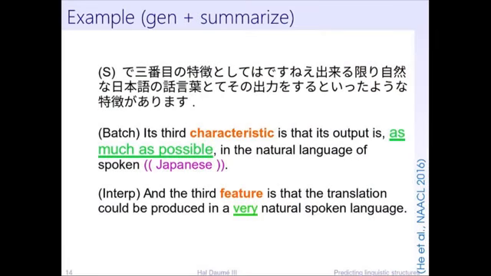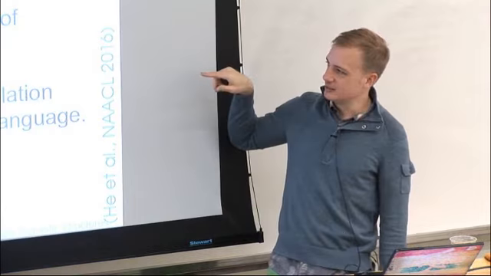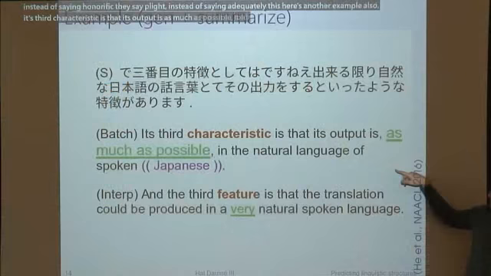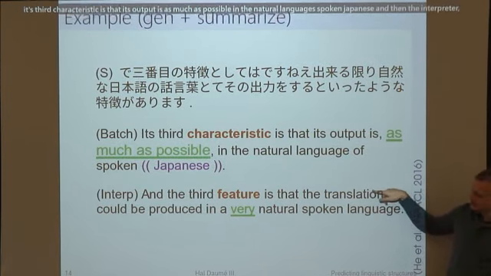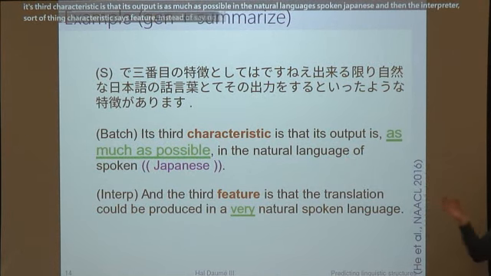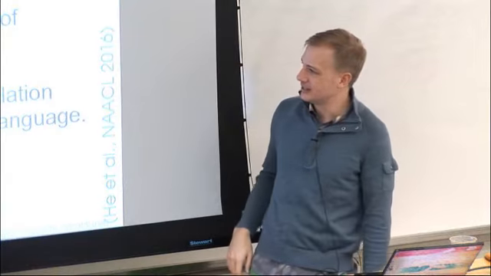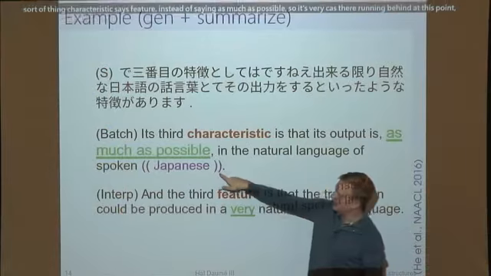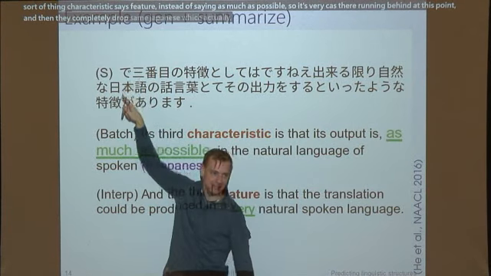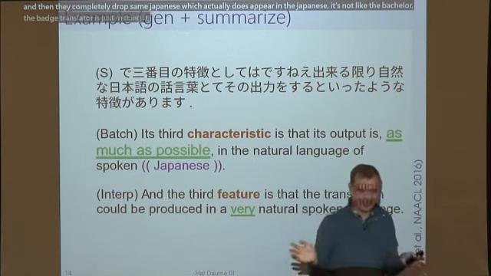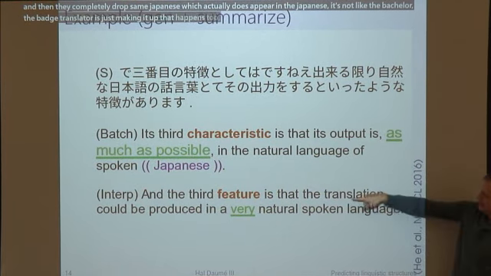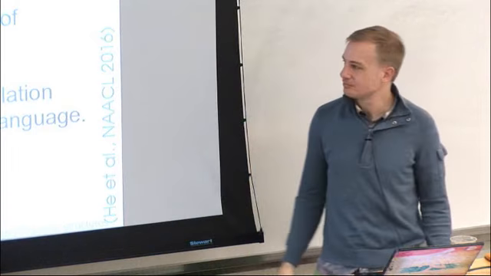Here's another example. "Its third characteristic is that its output is as much as possible in the natural language of spoken Japanese." And then the interpreter, instead of saying "characteristic," says "feature." Instead of saying "as much as possible," says "very," because they're running behind at this point. And then they completely drop saying "Japanese," which actually does appear in the Japanese. It's not like the batch translator is just making it up. I mean, that happens too. But in this case, the interpreter just dropped it.